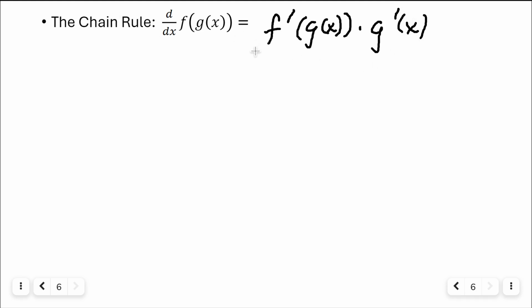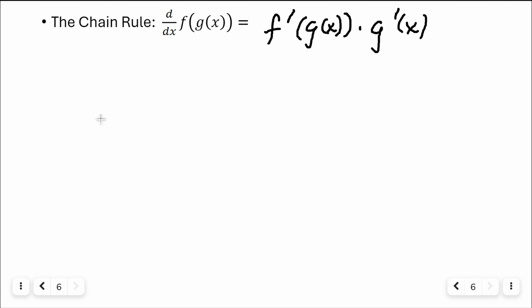So we're going to derive the outside function first with the inside function left in there, multiplied by the derivative of the inside function, which is g prime of x. So the chain rule, the derivative of f of g of x, is f prime of g of x times g prime of x. Okay? That is the correct answer. That is the actual chain rule that you're going to work with. All right? Now, I do want to show you one more thing because I think it's important to see.